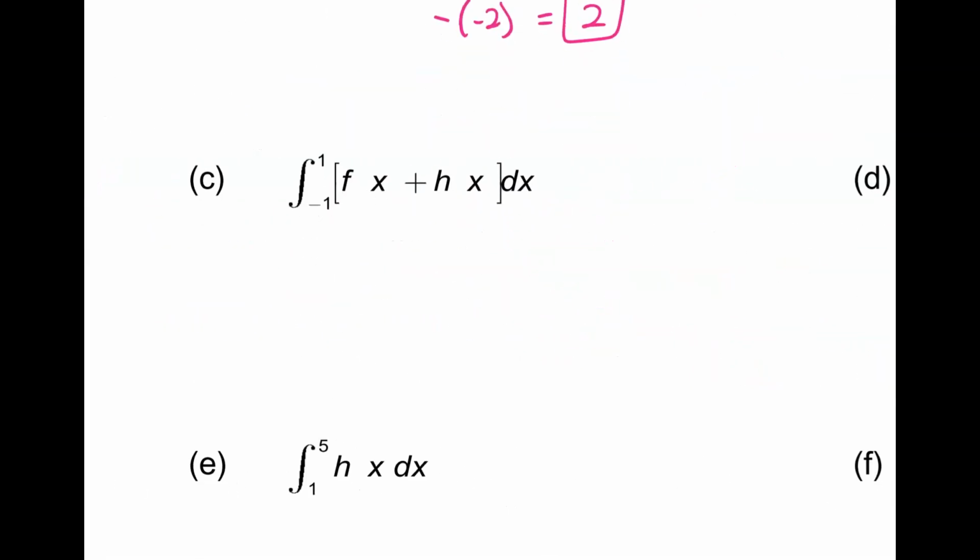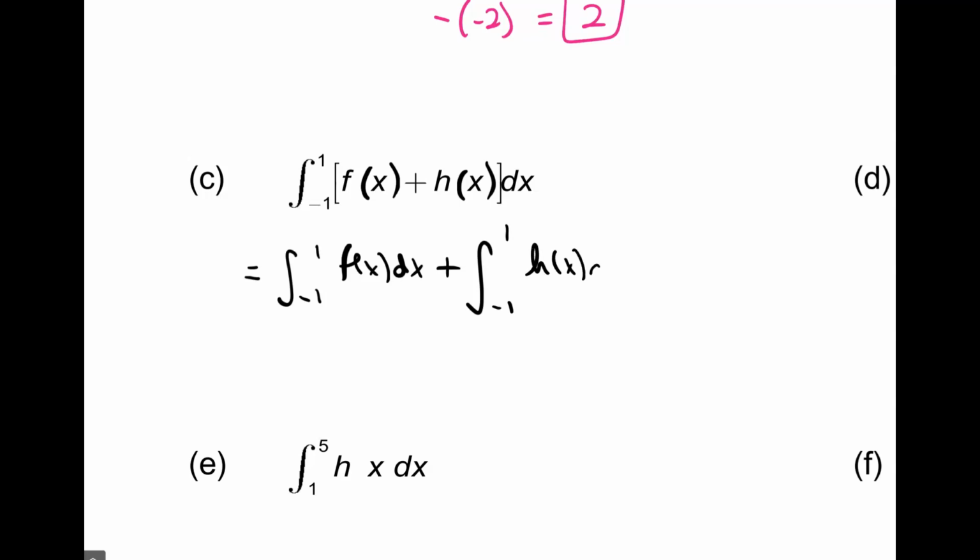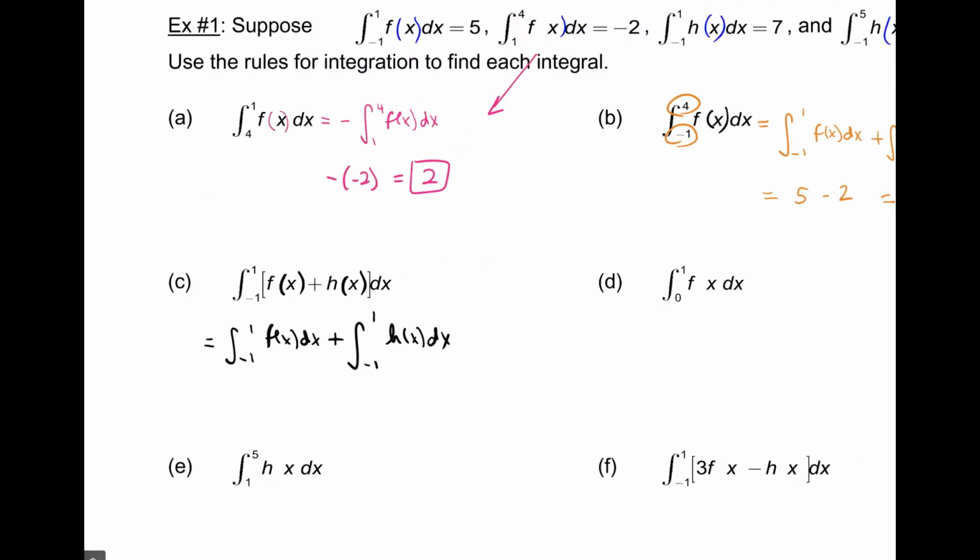So I am adding f of x plus g of x, f of x plus h of x, and then I'm taking the integral from negative 1 to 1. So remember, this is the exact same thing as saying the integral of negative 1 to 1 of f of x dx plus the integral from negative 1 to 1 of h of x dx. Do we know what each of these are? Yes, because they're defined up above, right?